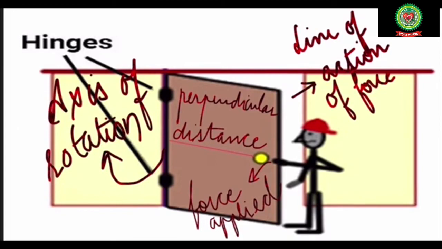But when we try to open a door, we apply the force here at this point, and the door is fixed about this axis. These are the two hinges, and this is the axis about which this door is fixed. On the application of force here, it will not move in a straight line. It will rotate about this axis. It will open like this. It will rotate about this axis.